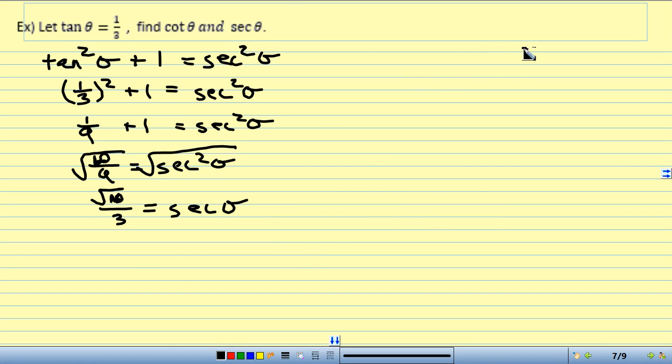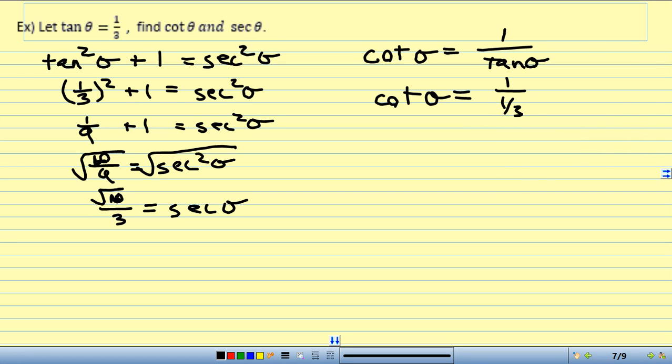And if I want to find cotangent theta, remember, cotangent theta is 1 over tangent theta. So I'm just going to take the reciprocal of tangent. Cotangent theta equals 1 over 1/3, or just cotangent theta equals 3. Yay!